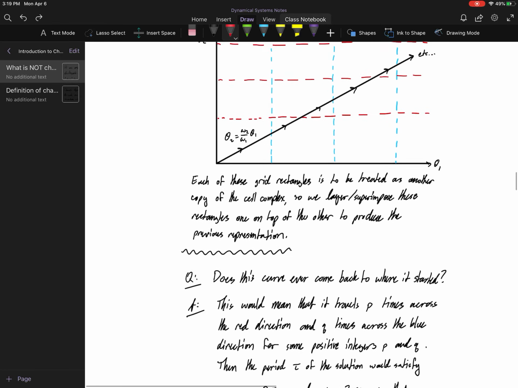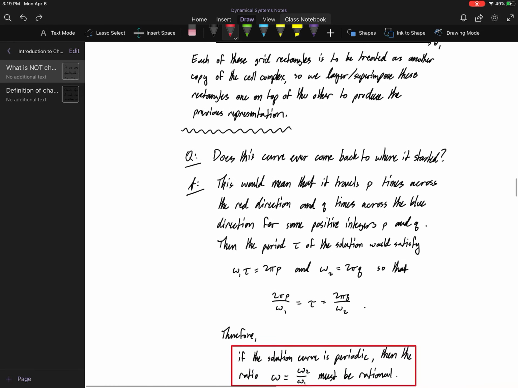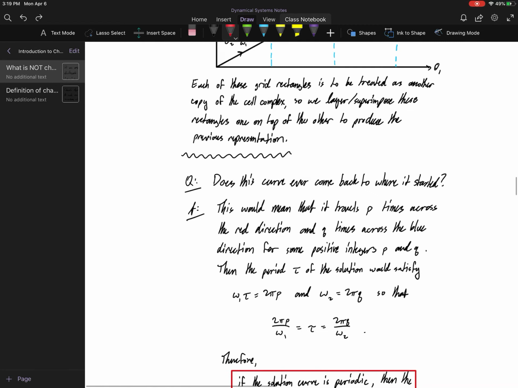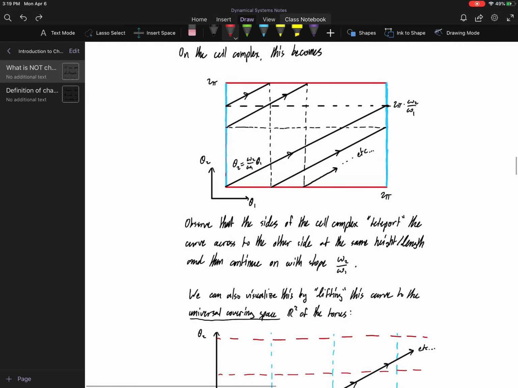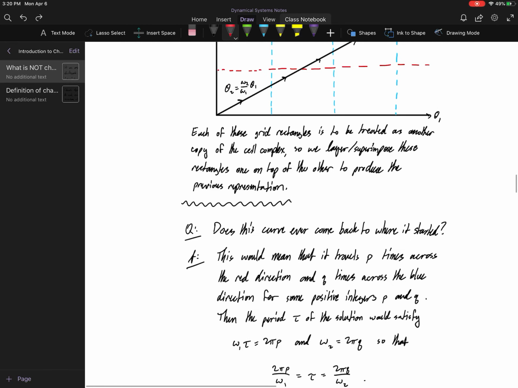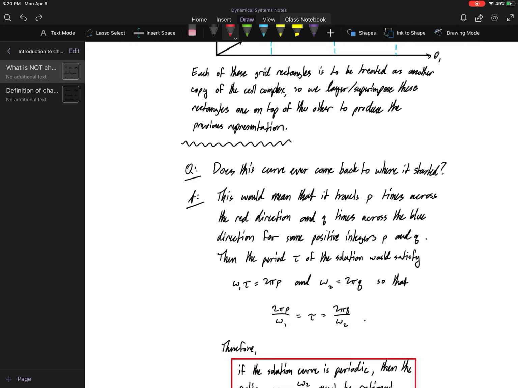So what we would like to do here is ask a couple of questions about these lines, about these curves. And the question that first comes up is, does this curve ever close up? Does it ever come back to where it started? And actually, it depends on what that slope is. If it did come back to where it started, that would have to mean that it travels, say, p times across the red direction, right? So the red direction here being the longitudinal direction, blue being meridional. So it'd have to be p times across the longitude and q times across the meridian, for some positive integers p and q.